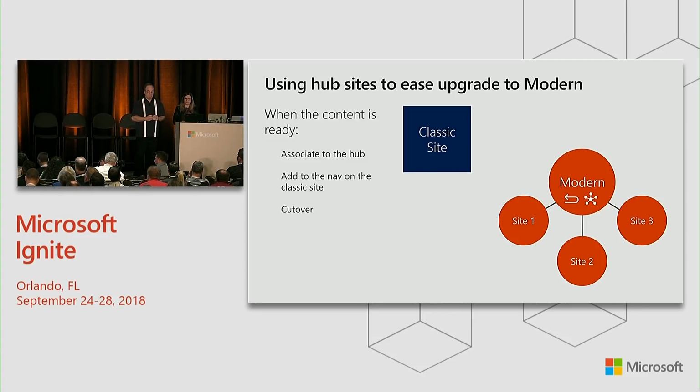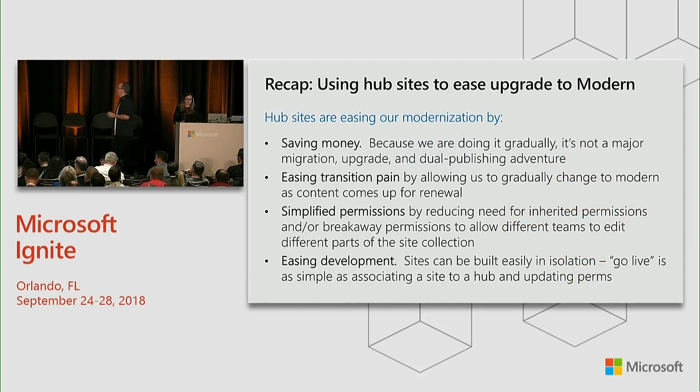So to recap, what are we doing with going to modern? Number one, we're saving money because we're using fewer people to do it. We don't have to have that larger team to build out the site in parallel, handle all the double publishing, the migrations, the synchronization. We're easing transition pain for both our businesses and our users by doing it a little bit at a time. We are simplifying our permissions: rather than worrying about breakaway permissions and whatnot, each site is its own standalone entity, which makes it very easy and very clear who should have access and how to manage that.